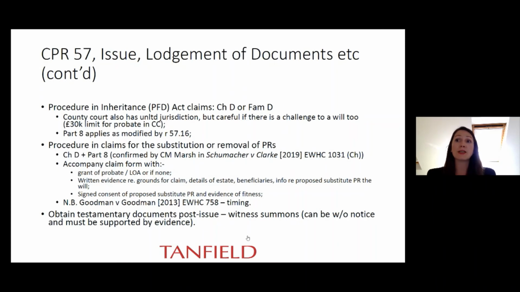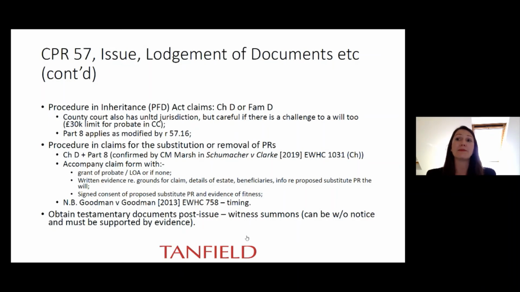The claim form must be accompanied by a sealed or certified copy of the grant of probate or the letters of administration, or where the claim is made before the grant of probate, the claim form must be accompanied by the original or a copy of the will. Now, the claim form must also be accompanied by written evidence containing the grounds of the claim and brief details of the property in the estate, an estimate of the value and income, brief details of liabilities of the estate, names and addresses of persons in possession of documents relating to the estate, names of beneficiaries of the estate and their respective interests, and the name, address and occupation of any proposed substitute personal representative.